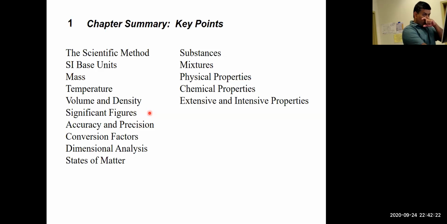And we discussed what accuracy and precision are, and we discussed how to convert one form of measurement unit into another using dimensional analysis or conversion factors, same thing. And we discussed and introduced ourselves to the states of matter categories. We defined a substance and two different mixtures, physical properties, chemical properties, and both the extensive and intensive properties.